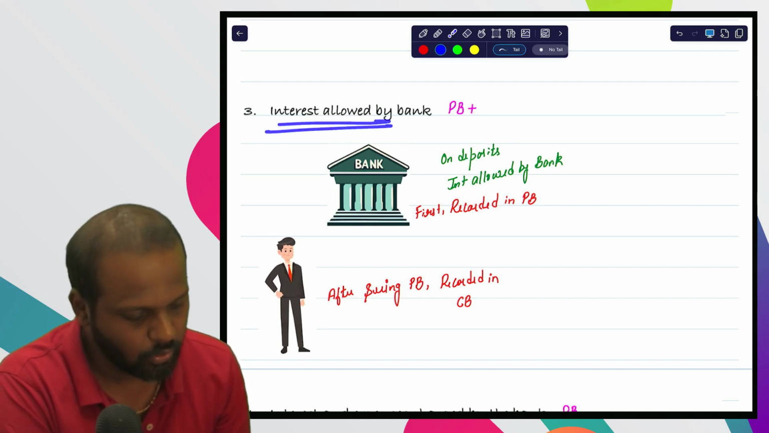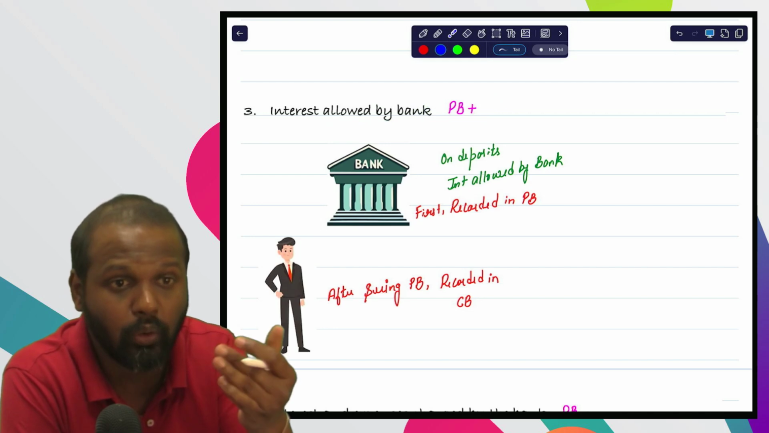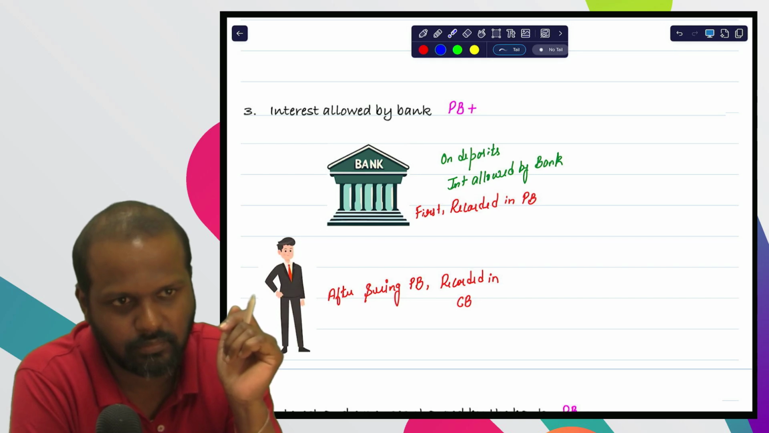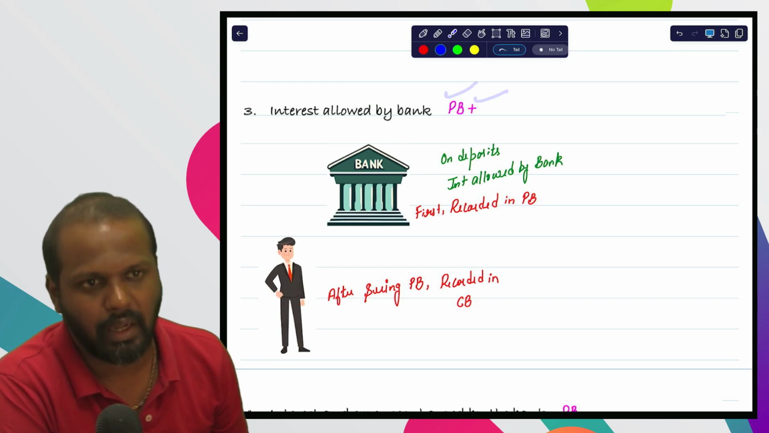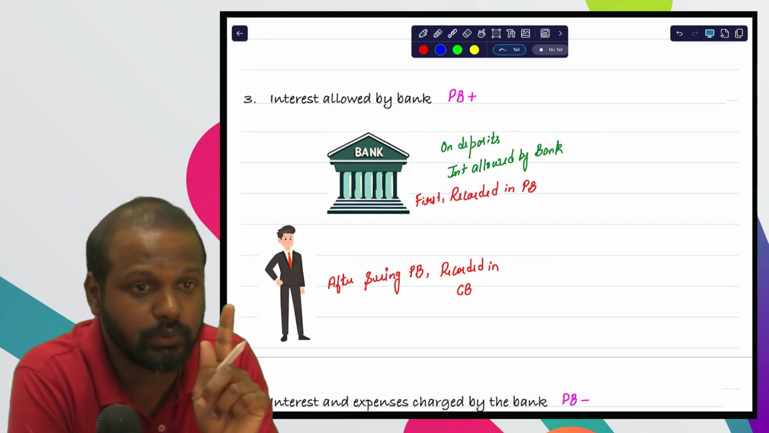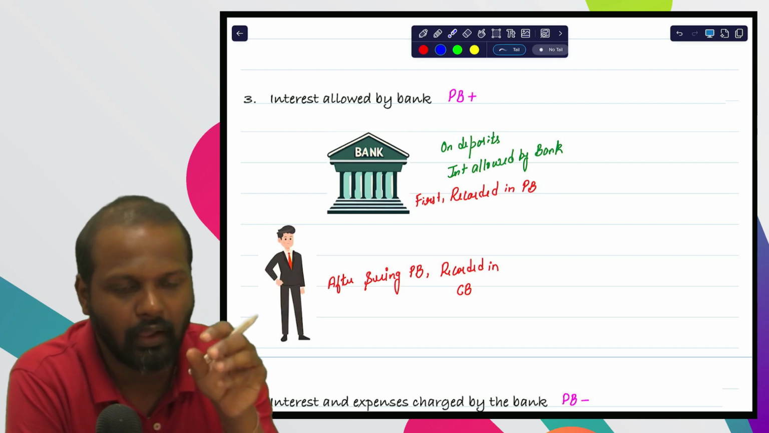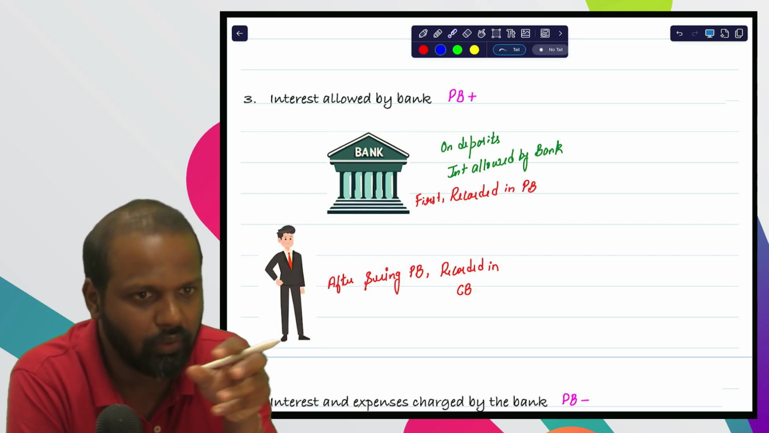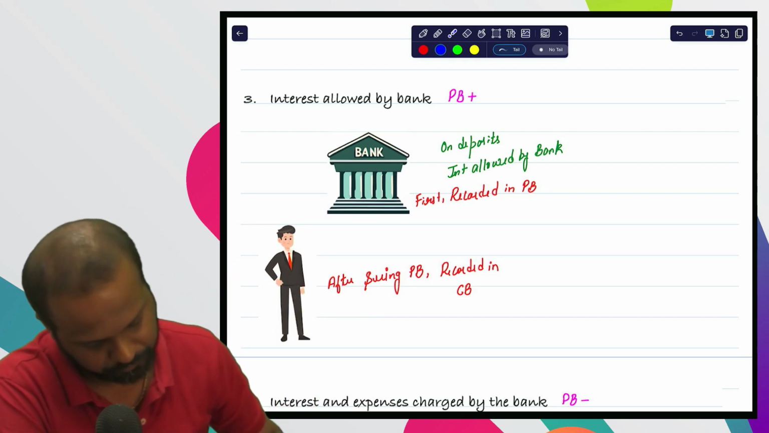So interest allowed by bank: the entry is recorded in passbook. Allowed means they are giving the interest. They will do plus in my bank balance. So the entry is there in passbook and they have done plus in the bank balance. No entry is there in cash book, because we are assuming that on the date of comparing cash book and passbook, we have not yet seen the passbook. So no entry is there in cash book.